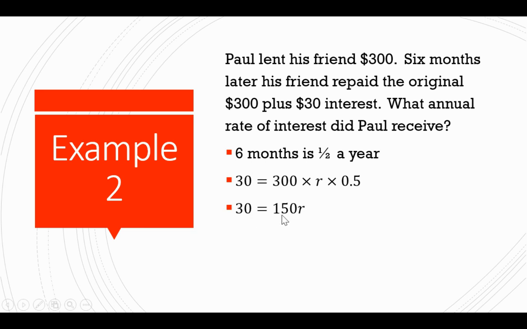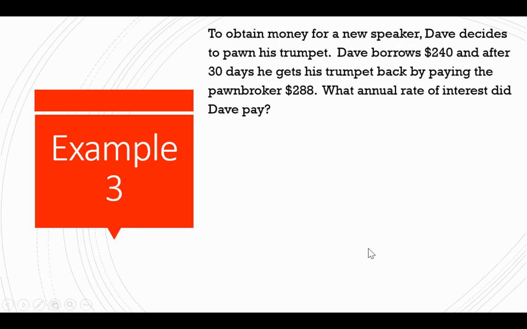We get 30 equals 150 R. We divide 30 by 150. We get 0.2, and we convert 0.2 in decimal to percentage. That is a 20% interest rate over the course of a year. That's actually pretty steep. Credit cards are usually in that 18 to 20% range. So, it works.